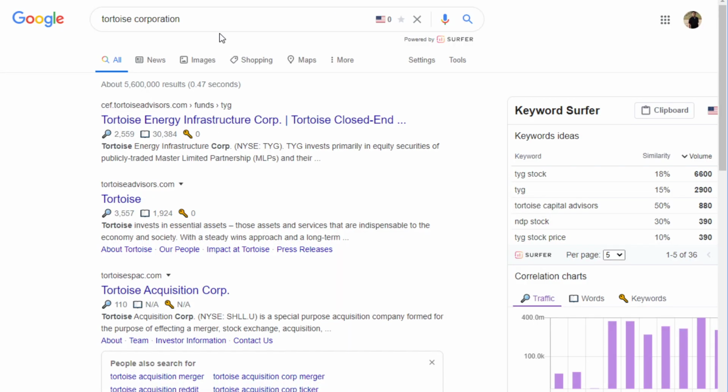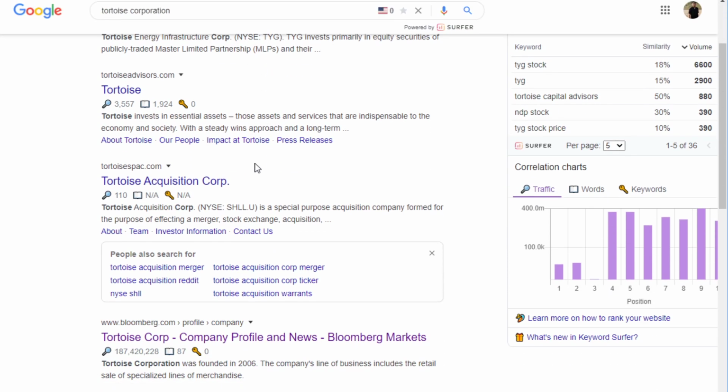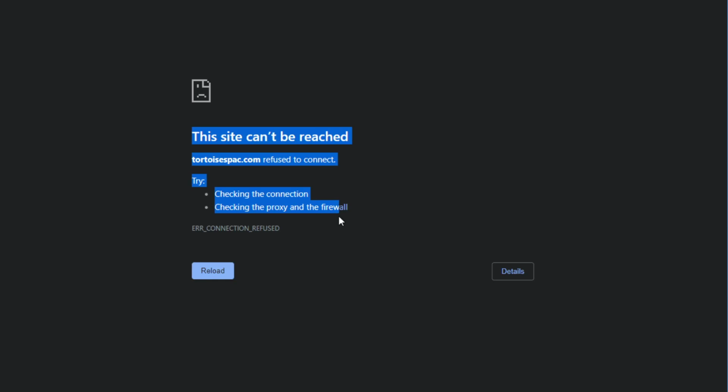And the last thing is, if you search Tortoise Corporation and you see the results, the first one is definitely not the tortoise that we are looking for. It's a Tortoise Energy Infrastructure, which is TYG in New York Stock Exchange. Then we have tortoiseadvisors.com. So that's again not what we are looking for. So if you talk about SEO, rest in peace SEO. Then the third result is the Tortoise Acquisition Corp, New York Stock Exchange and ticker symbol SHLL. But if you click on this, you will see a dead page here. Yes, that's correct. The company that you are investing in doesn't even have a website. So good luck investing in that company. I'm not an investor.